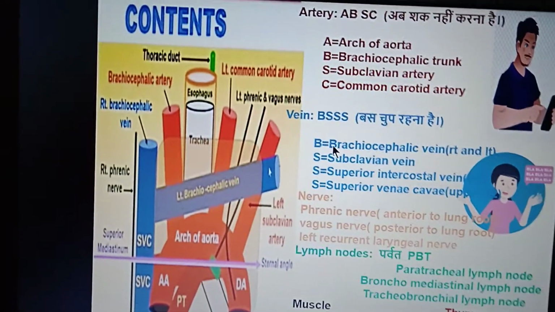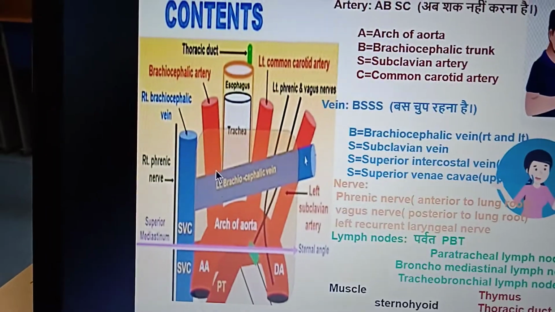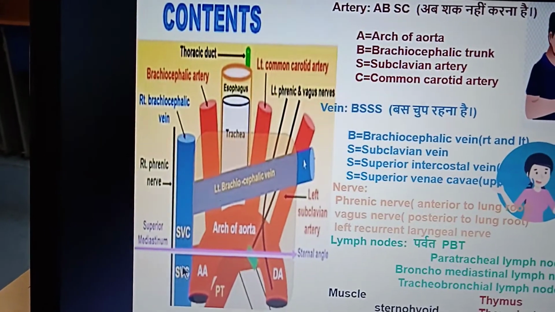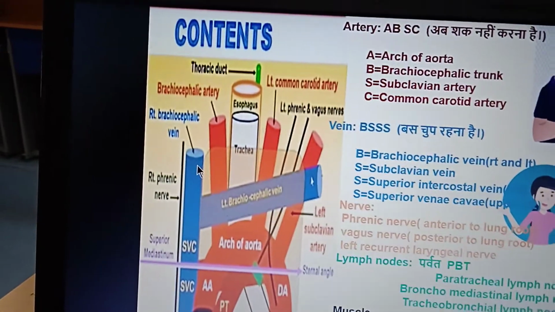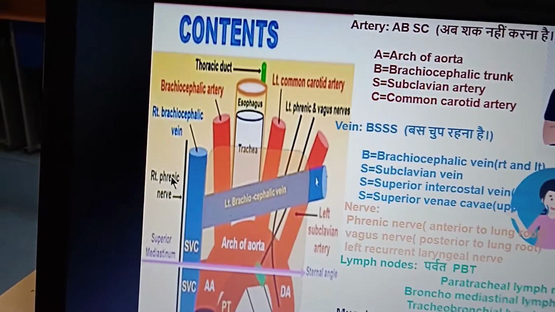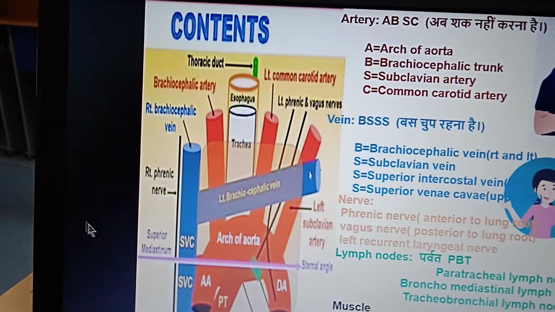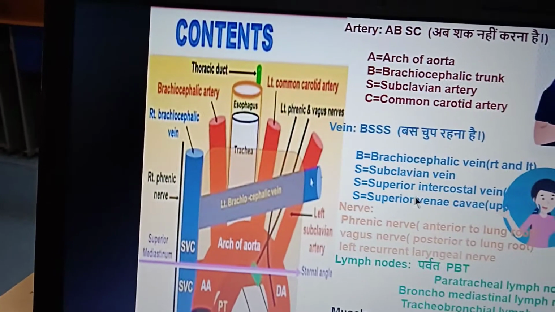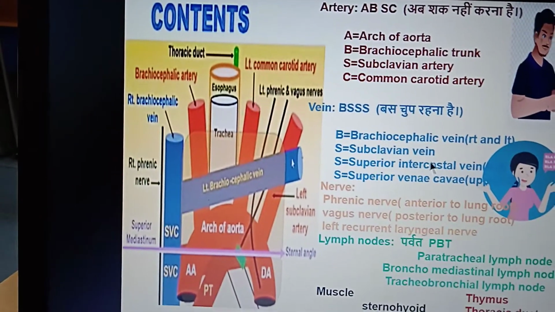So B triple S. B for brachiocephalic vein. Here you can see this is the superior vena cava. It then divides into the right brachiocephalic and the left brachiocephalic, formed by the union of the right and left brachiocephalic, the superior vena cava. So brachiocephalic vein, right and left.